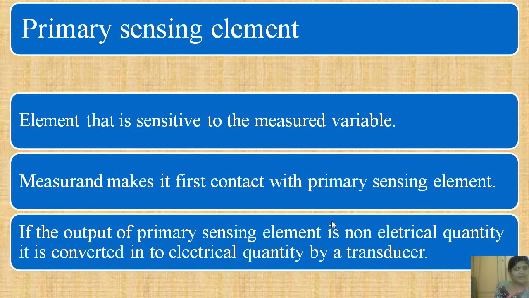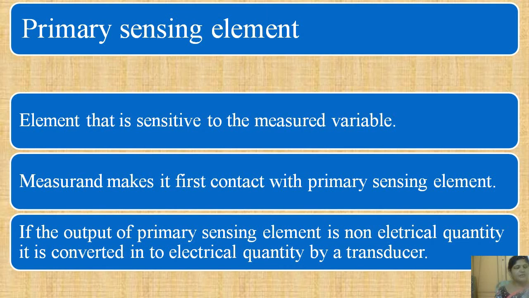Because the conversion is done because other functional elements of the measurement system may deal with only the electrical quantity, a non-electrical quantity has to be converted into an electrical quantity by a transducer. So the first stage we call the detector transducer stage.